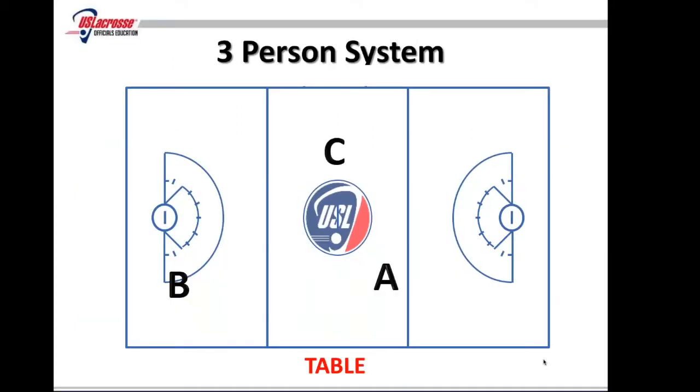Okay, let's get rid of B and C for now. Position A will lead to her right as normal in the two-person system. And then when the ball goes to the other end, she will serve as the deep trail when the ball goes to the B end of the field. This should be familiar as this is the same assignments as in the two-person system.